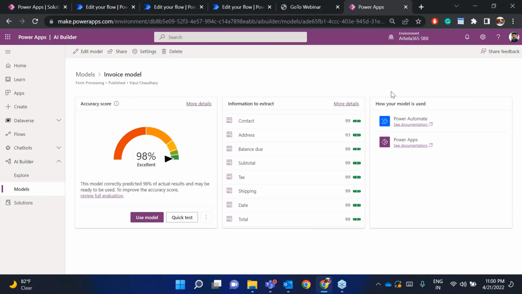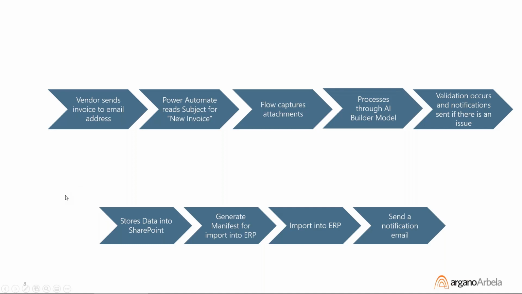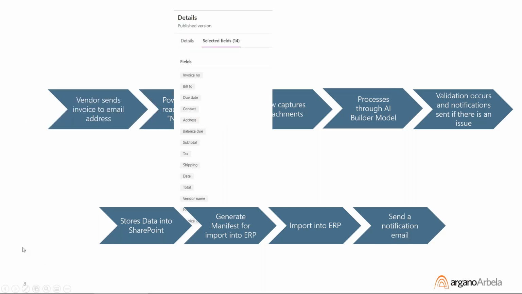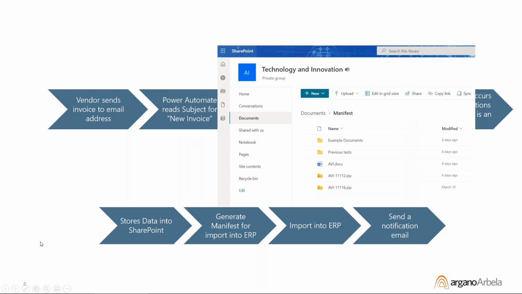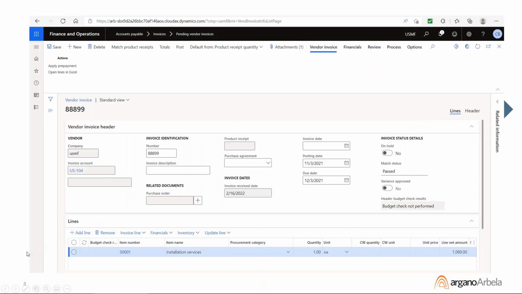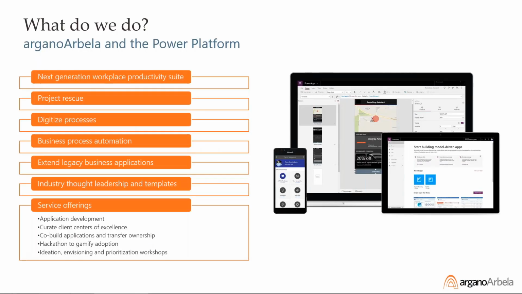Right. Thank you, Vipul. We'll go ahead and hop back into our presentation. So what we just went through was an overview of a vendor sending an invoice, Power Automate reading it, AI Builder capturing certain information, a validation occurring, storing in SharePoint, and then finally importing into the ERP. All right, Janine, go ahead and I'll hand it off to you for some next steps.